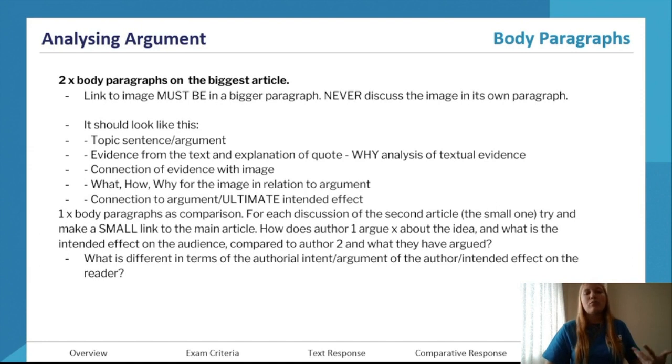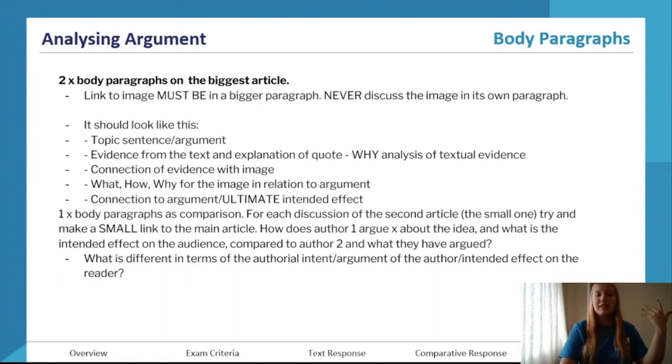And then we'll also have one body paragraph as comparison for our other article, comments, whatever material we've been given as comparative material. And for each discussion of the second article, the smaller one, we'll try to make a small link to the main article. For example, how does author 1 argue something about the idea and what is the intended effect on the audience, compared to author 2 and what they have argued. And we'll also discuss, if hopefully we can find this, what is different in terms of authorial intent or argument of the author or intended effect on the reader, or all of these.